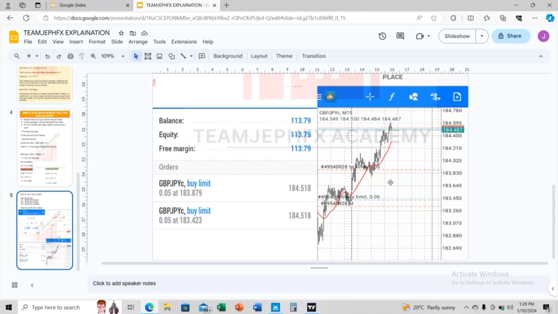Can you see it? This is it here. This place you are seeing, buy limit 0.05, that's my entry price. Two positions are there. This place is the stop loss. This one is the take profit.